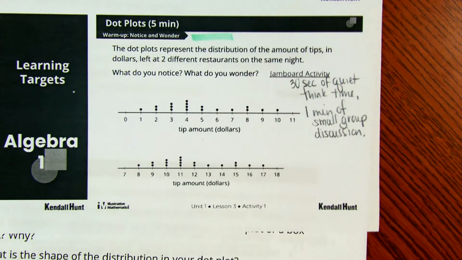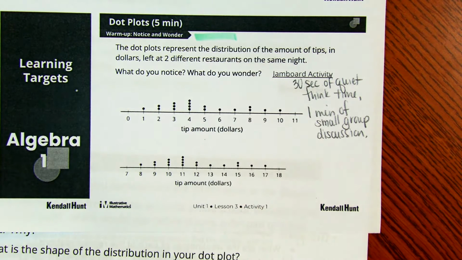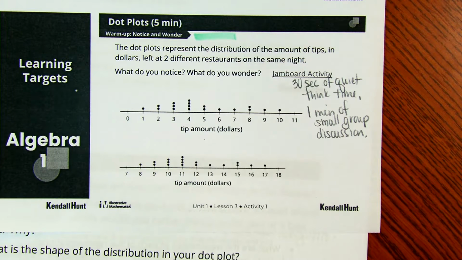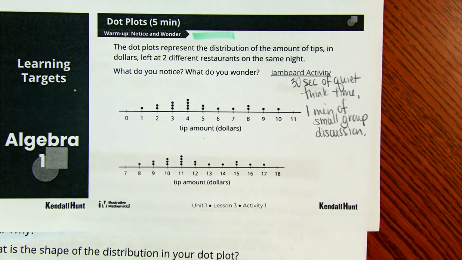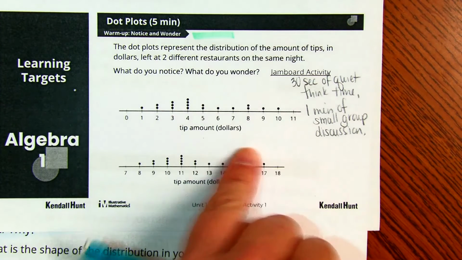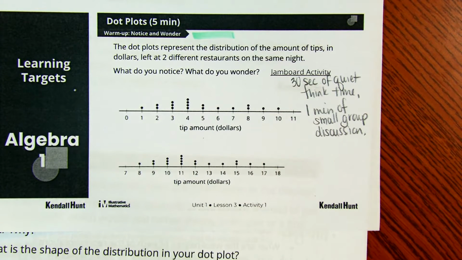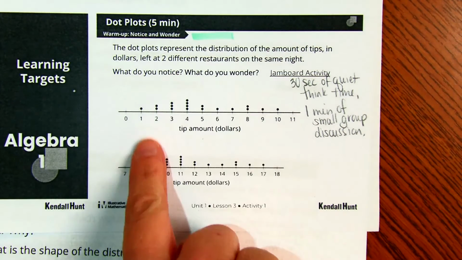Okay, so we are going to just do Unit 1, Lesson 3 pretty quick, based off of what would normally be done in the classroom. So what I want you to do is I'm going to ask you to pause the video. We have you do 30 seconds of quiet think time, just of what do you notice, what do you wonder about this graph, and then I'll have you follow it up with 1 minute of small group discussion, again discussing what you noticed or wondered about this graph.